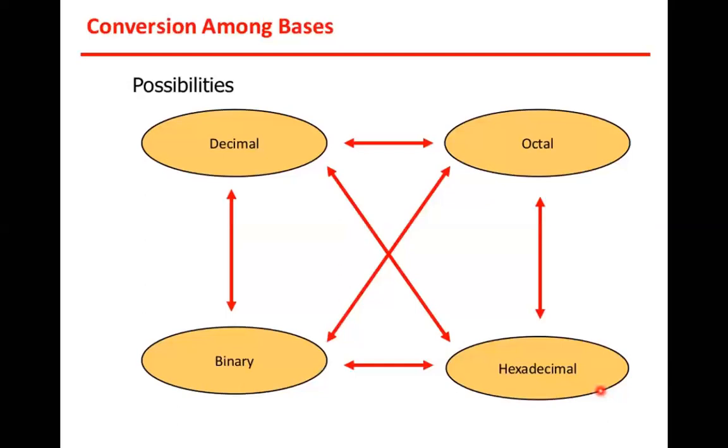Conversion between all these four number systems. Decimal we have seen, binary we have seen, octal we have seen, and hexadecimal. So if you see this arrow mark, we will be having a conversion between decimal to binary, and again binary to decimal, decimal to hexa, hexa to decimal, then binary to hexa, hexa to binary, octal to decimal, decimal to octal, octal to hexa, hexa to octal. All this kind of combination we will see in the next slide.